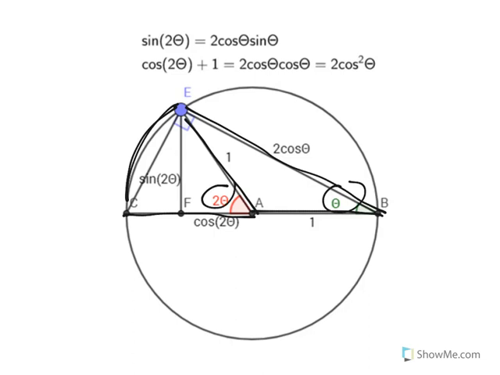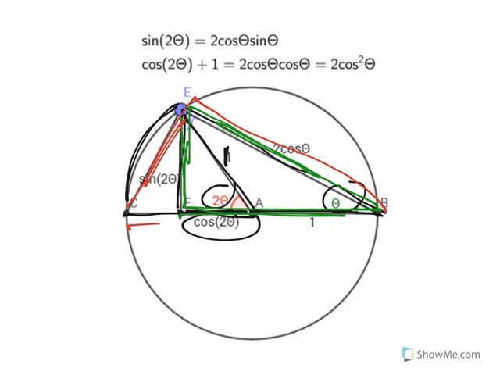So if the radius is 1, this piece from here to here would be cosine of 2 theta, and this piece here would be sine of 2 theta. Now this is kind of sneaky here. We've been focusing on this little triangle, but there's also this bigger green triangle. And there's also this big red triangle.